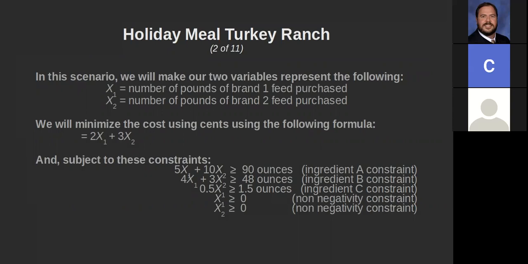In this scenario, we will make our two variables represent the following. X1 will be the number of pounds of brand 1 feed purchased, and X2 will be the number of pounds of brand 2 feed purchased. We will minimize the cost using the following formula: cost equal to 2x1 plus 3x2, and subject to these constraints.